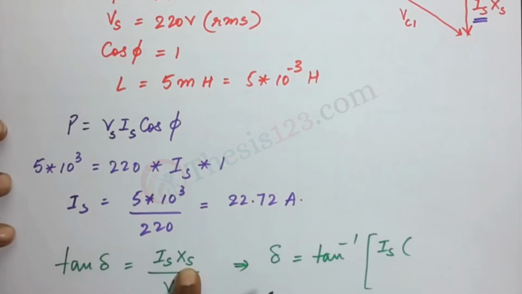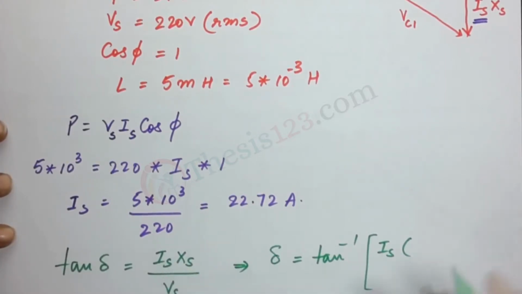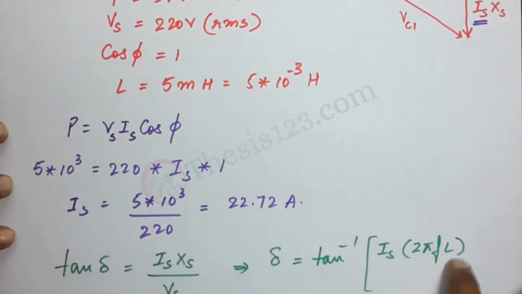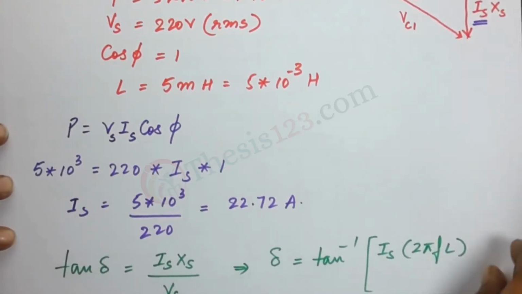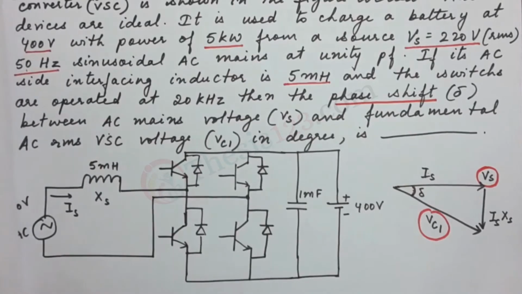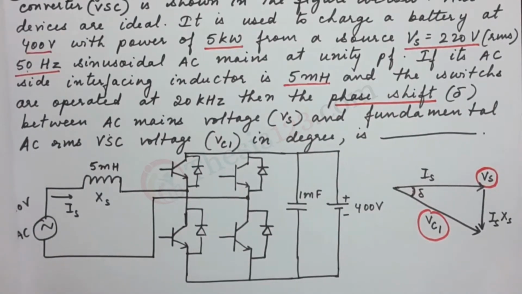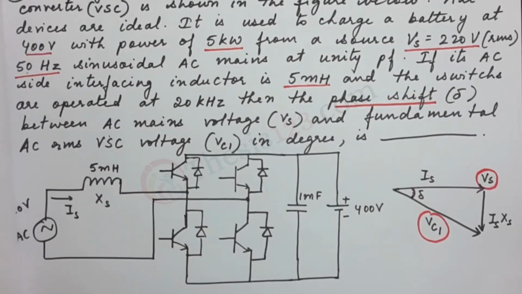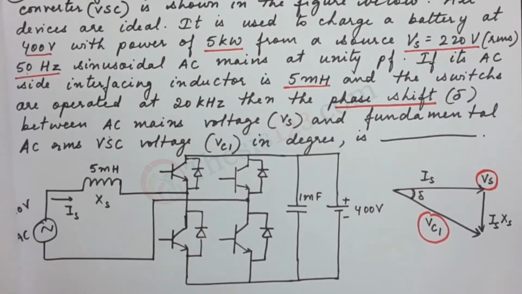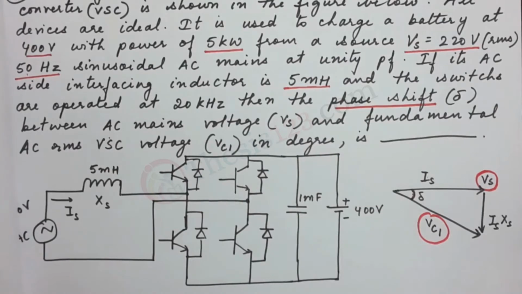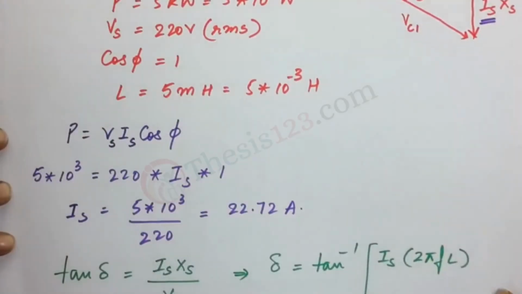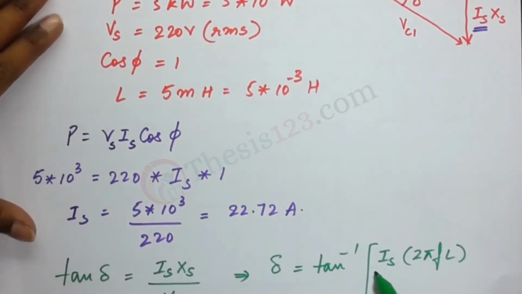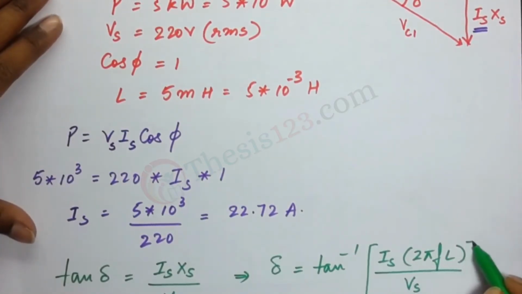Now we need XS too, right? So XS can be written as 2 pi FL. Since, look at the figure here, we have an interfacing inductor. So if we are to write down the reactance of the source, we write it in terms of inductance L. So Is times 2 pi FL divided by Vs.